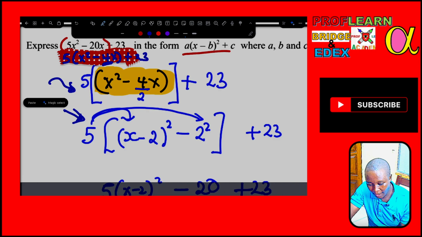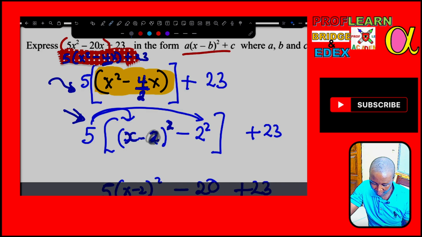You will take a half of this number, which is going to be 2, and write it down here. So you say x minus, you are not going to write x squared, you write x minus 2, close the bracket, power 2. Then once you've done that, you are going to subtract the square of this number that you are having inside here. Subtract the square of that number, then plus 23.